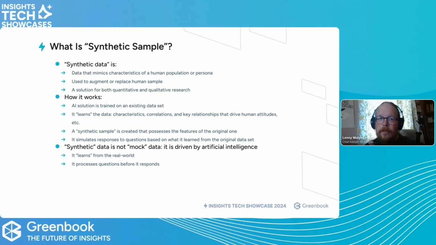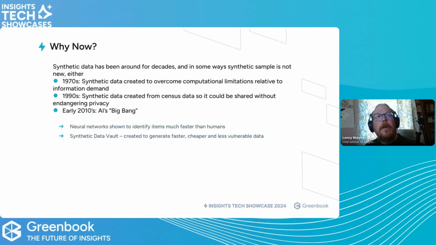But let's just start from that foundational principle that we're utilizing AI off of existing data to create a synthetic panel of respondents that is as accurate as the information that it was based off of. So it's been around for a long time in some form or fashion. In the 70s, we used that to overcome computational limitations to information demand. Things like models and agents were certainly a piece of that. In the 90s, it was used for census data, so it could be shared without endangering privacy.